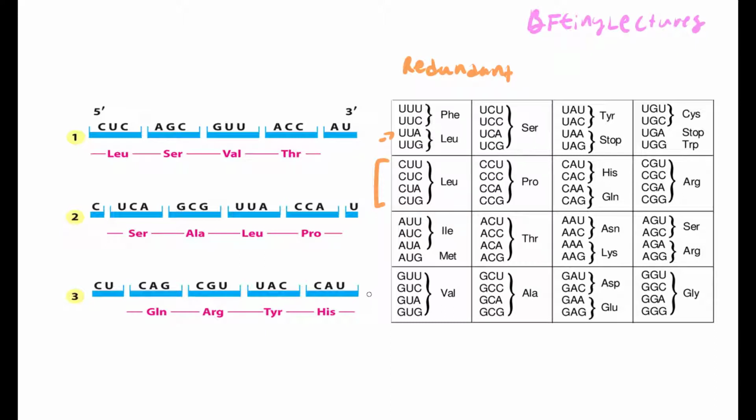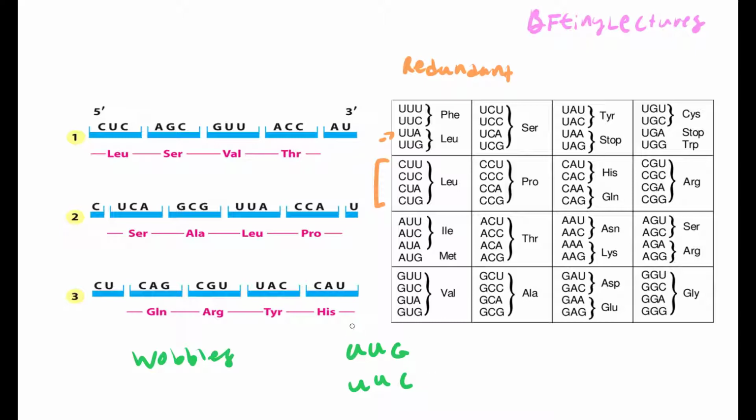Now, there's something that is almost always tested on, and that is called a wobble. Wobbles sound very cute, but what are wobbles? Well, wobbles are changes in the third nucleotide of a codon.